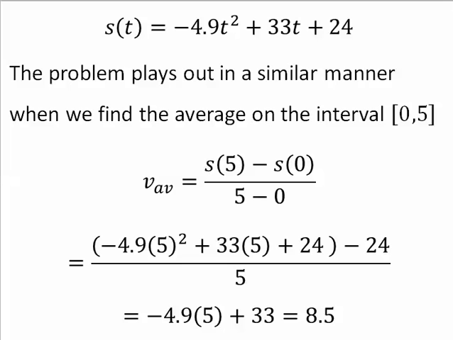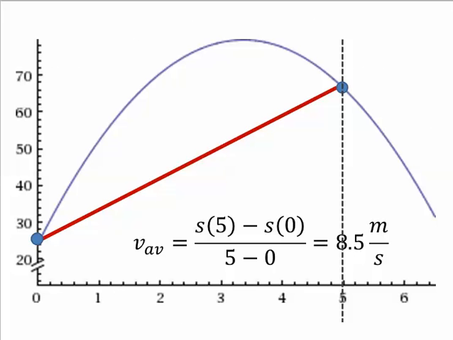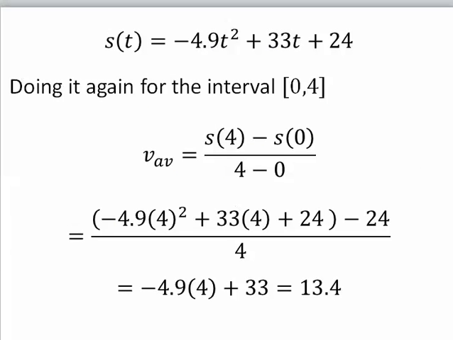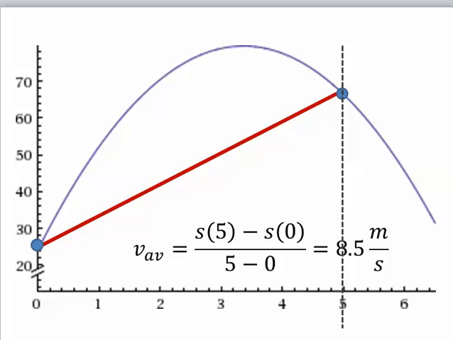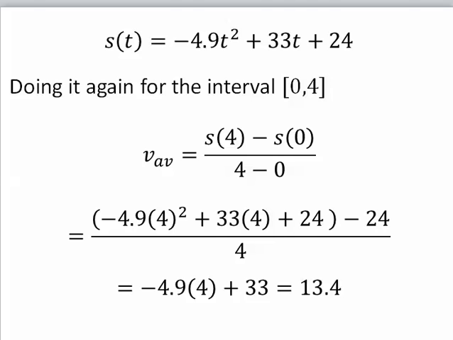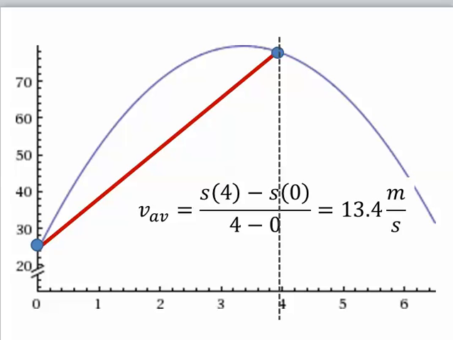The problem plays out in a similar manner when we find the average velocity on the interval 0 to 5. Again, I'm not going to use my calculator, but rather my algebra. I go 24 minus 24, and then I pull out a 5, and then I cancel the 5s. Regardless of how you do it, you will get 8.5, and the average velocity going from 0 to 5 is 8.5 meters per second, a larger number than we got before. Notice also that the slope is a little bit steeper than it was. Now 0 to 4, same song and dance. This time I get 13.4, and my slope is even steeper.